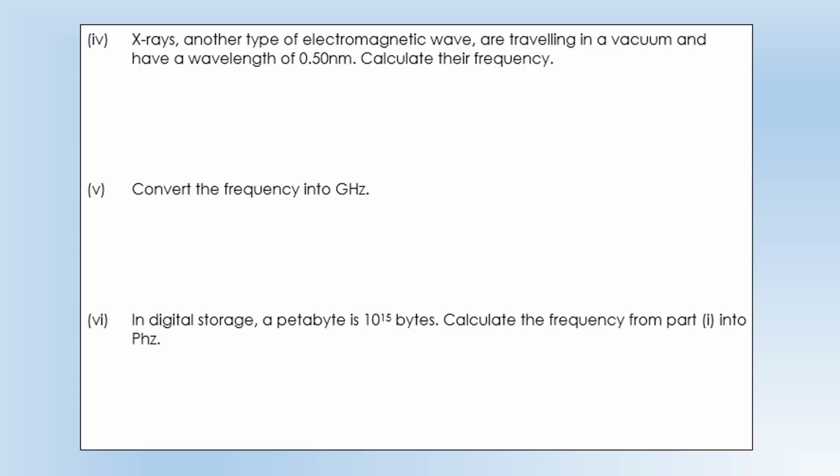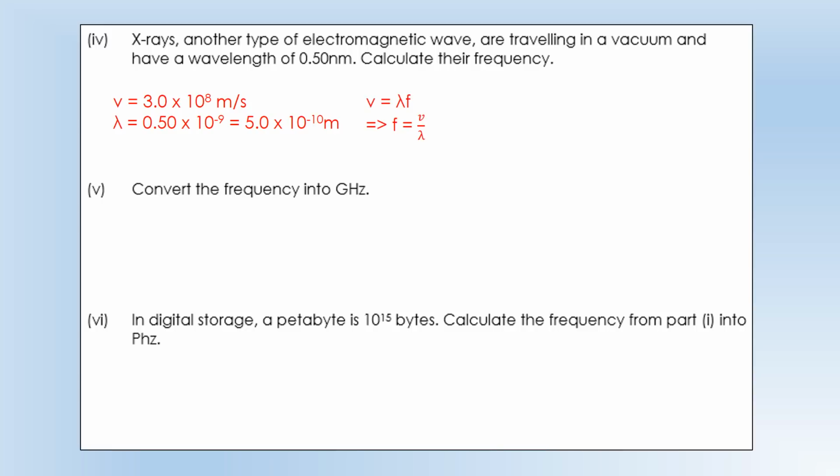Alrighty, let's have another scenario. We've got X-rays, another type of electromagnetic wave. They're traveling in a vacuum, and they have a wavelength of 0.5 nanometers. We want to know the frequency. Again, electromagnetic wave in a vacuum, so speed is 3 times 10 to the 8. And the wavelength is in nanometers, so that's times 10 to the -9. Nano is a really tiny unit of distance. So there we get our wavelength and our speed.